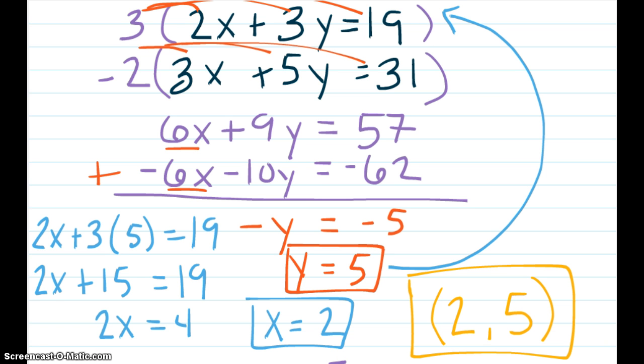So that is how we multiply with 2 equations. You have to find a number that you can multiply both of them by to be a positive and negative of the same number. So the top one we multiply by 3, the bottom we multiply by negative 2. And as you see, there's multiple ways that you can multiply to get 2 different equations to satisfy that. So now you try some on your own.